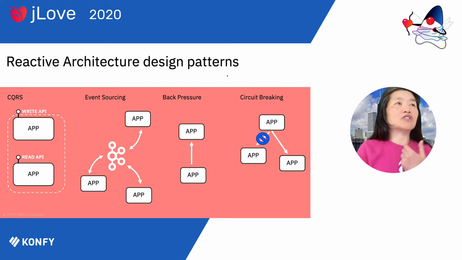So that's back pressure. Then there's also circuit breaking. If you're a physics person, then you're very familiar with circuit boards and circuit breaking. Essentially, if any errors occur, then you want to break that link and not have it hold up the rest of your system. So circuit breaking is another pattern of reactive systems.